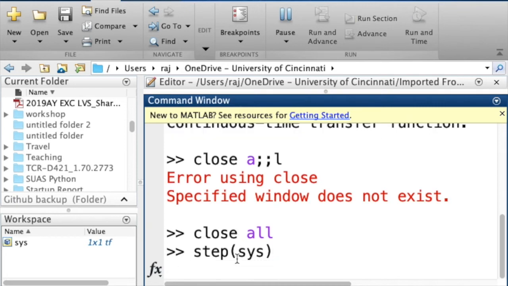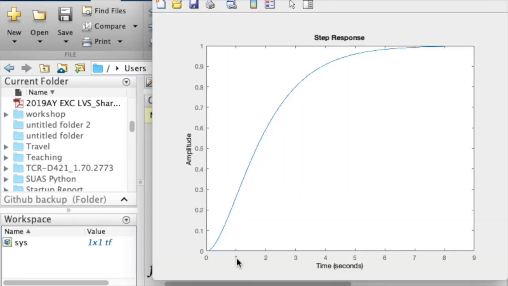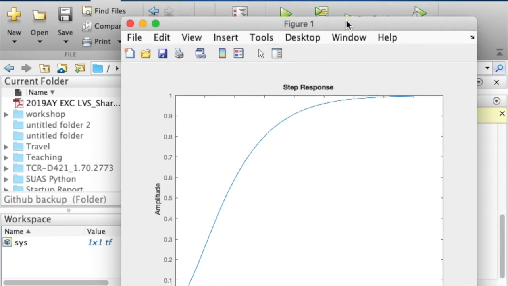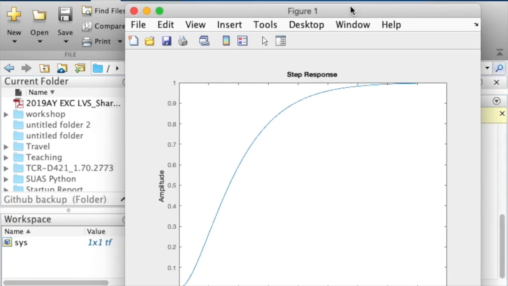It will give you a figure, right? So the step response is this for that open loop transfer function. Okay. So I don't know if there are questions here. So this is the step. You can see now you want to change.